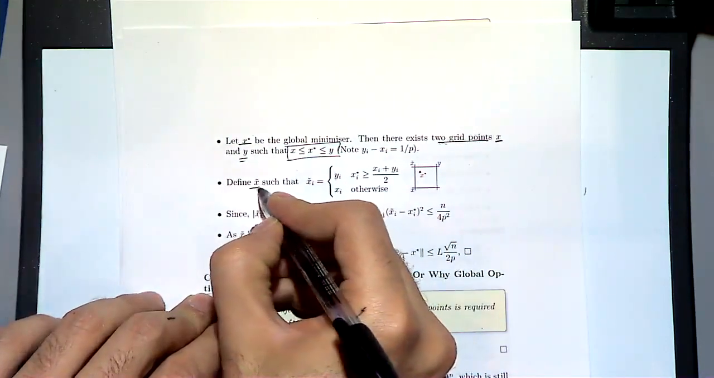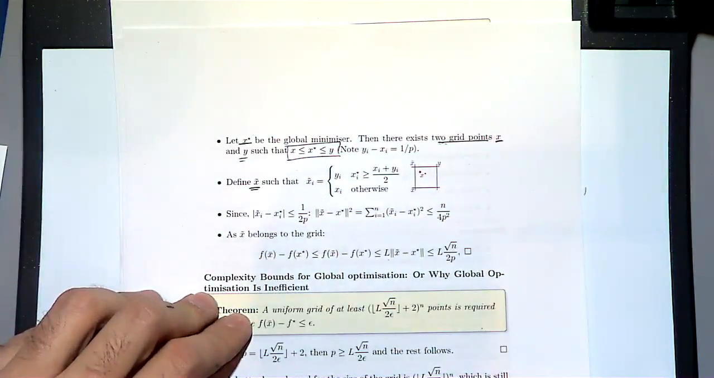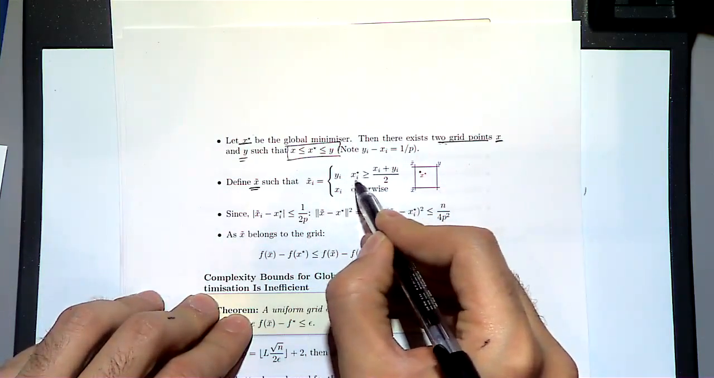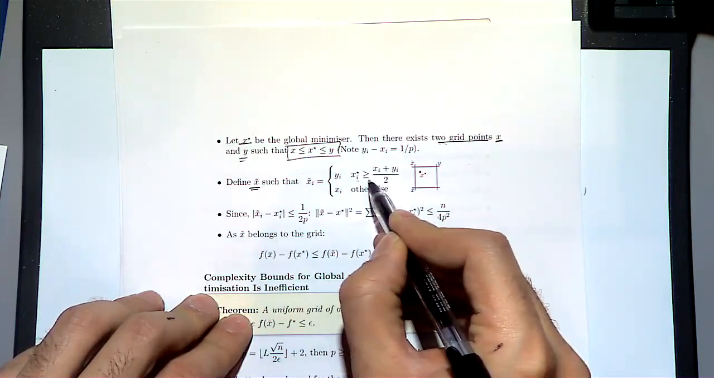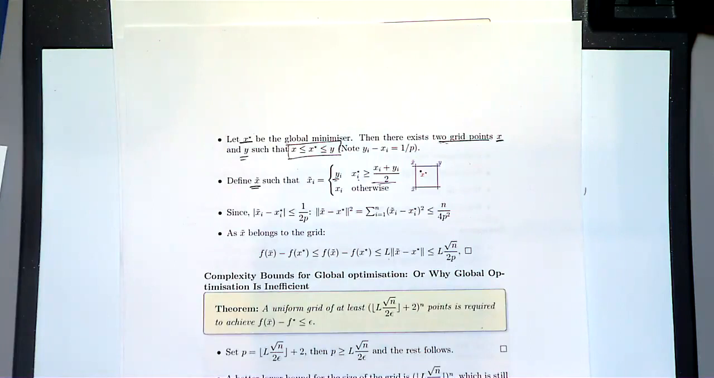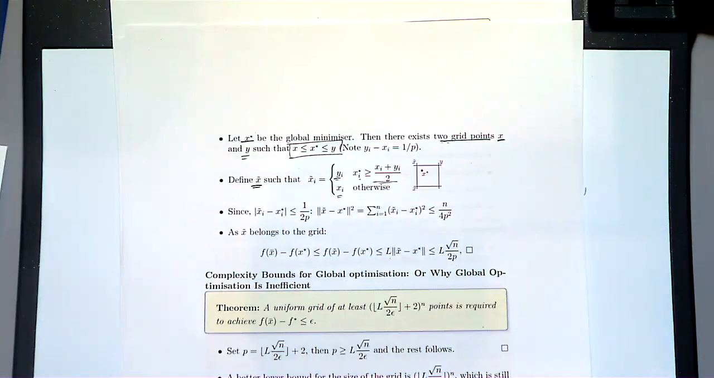So I'm going to define now the x tilde, and I define it like this. If x star is larger than the half point between the coordinates of x and y, we define x tilde to be the coordinate that is closer to it, y. Otherwise, we pick the other coordinate that's closest to it. So we are defining another grid point there that really is the closest to x star. That's my definition.